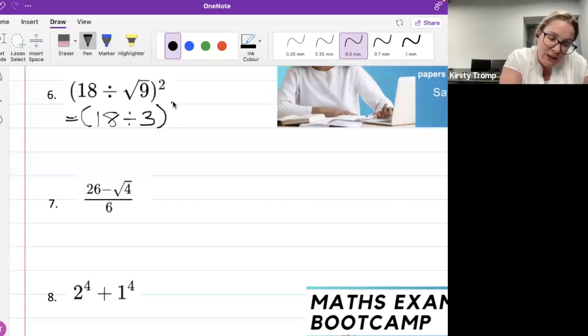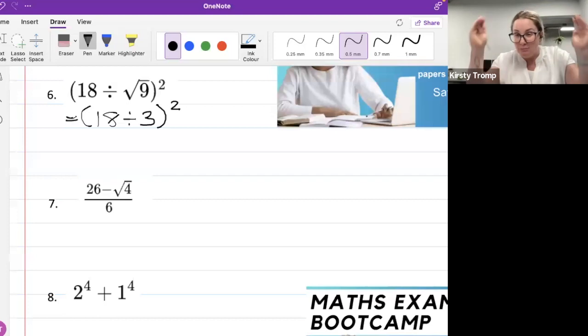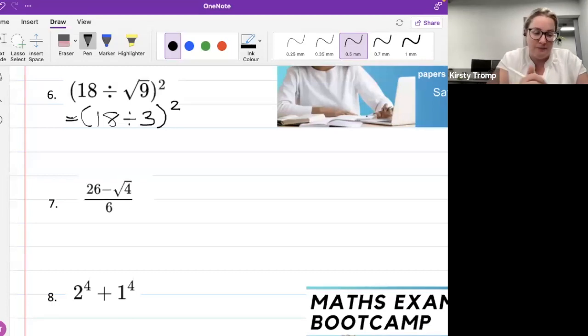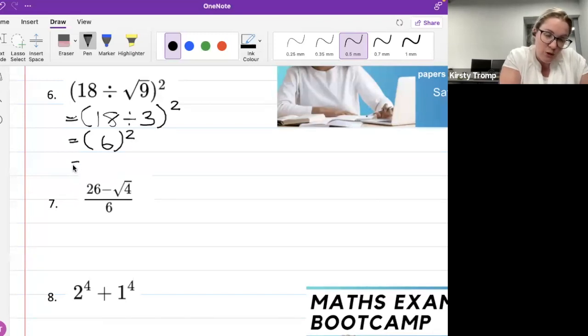But then I mustn't forget that I must put my brackets back there, and I've still got a 2 on the outside. Good, guys. I'm seeing all the answers in the chat. Well done. So 18 divided by 3, if we know our times tables as well as I know you guys do, is going to be 6 to the power of 2. And we know that 6 to the power of 2 means 6 times 6, which is 36.